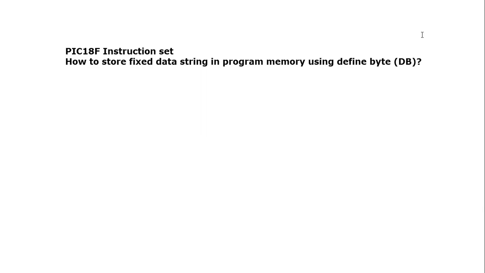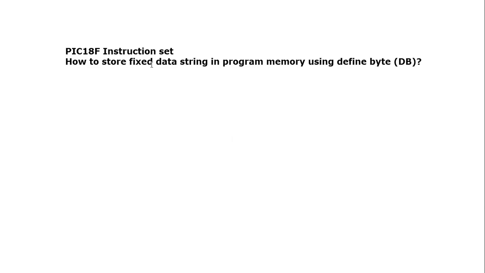This tutorial will be connected with the last tutorial. In the last tutorial, we learned about the define byte directive, by which you can define fixed data inside program memory, and that data can be called and used while the program is being executed. This is a wonderful way to utilize the remaining storage area of program memory.